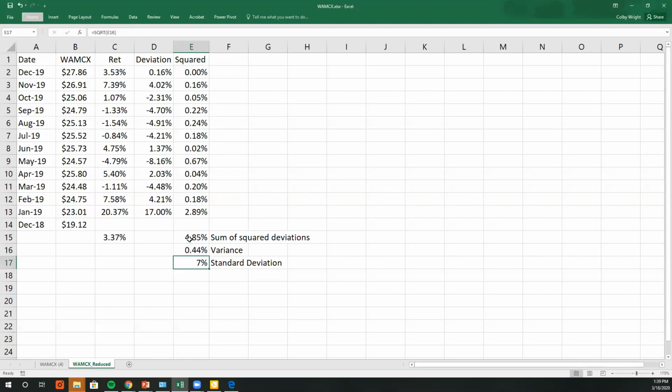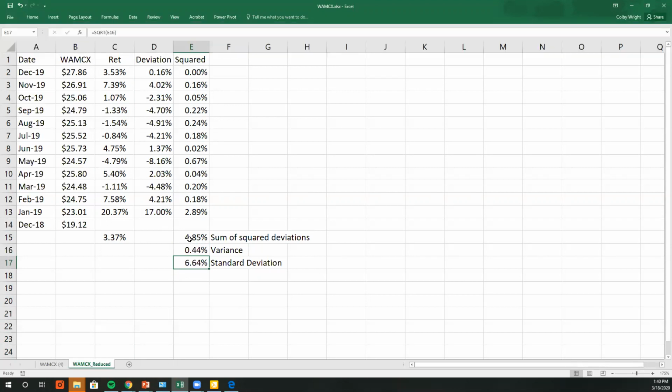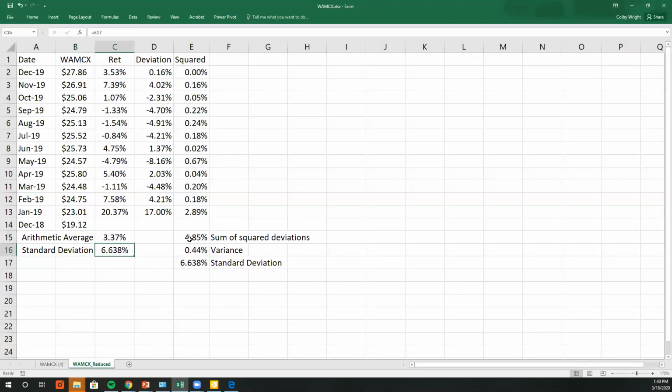Turn that into a percent. So, all right, this is helpful. Our mean, in this case our arithmetic average, is 3.37%, and our standard deviation is 6.638%. Okay, so there's our first and second moment.